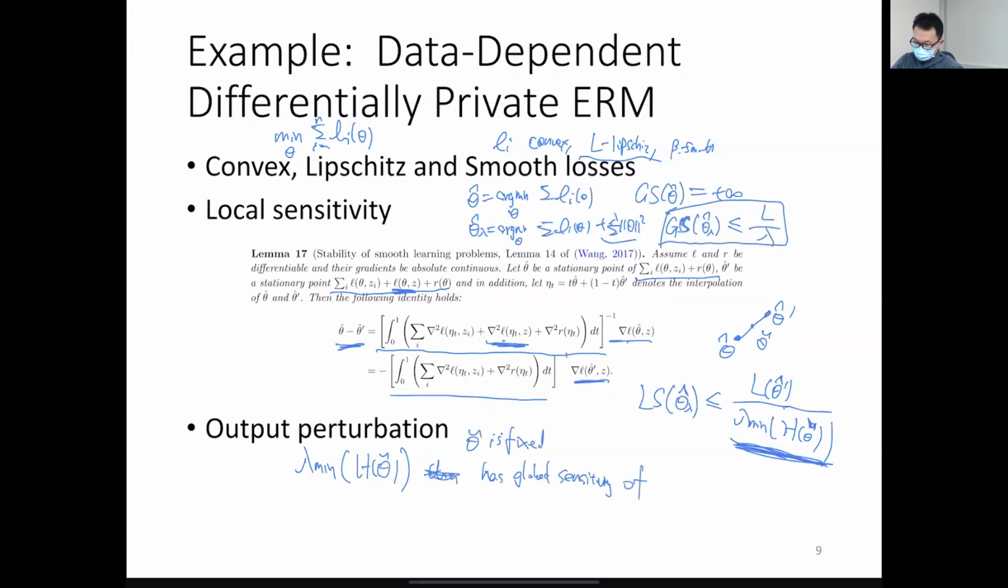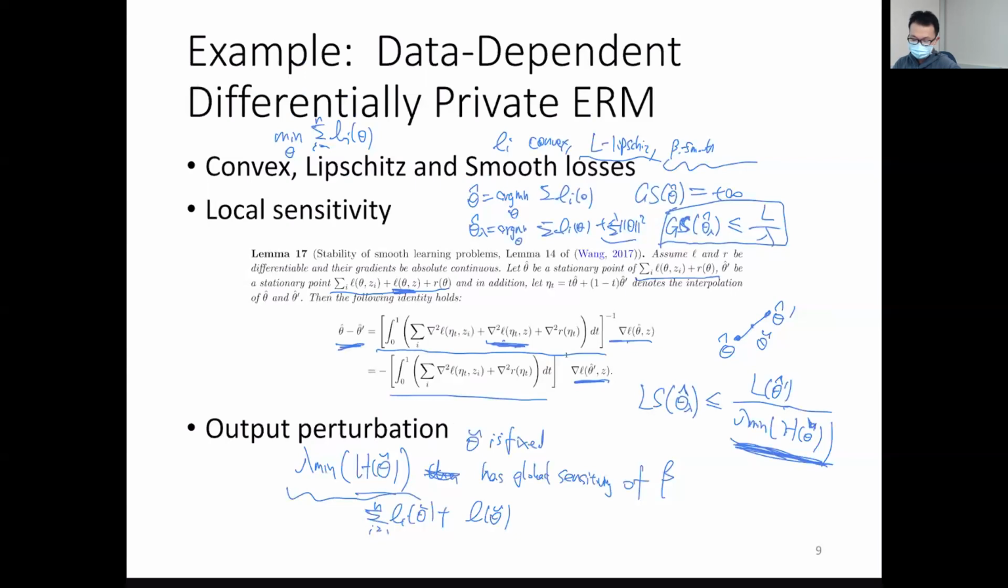Has a global sensitivity that is bounded by beta, because this matrix is a summation of Li theta tilde plus this additional L that we add. And by the smoothness property of this problem, we can simply privately release this lambda mean and then construct a confidence interval, right? So if this confidence interval is bounded away from 0, then we have a valid upper bound of this local sensitivity, which we can then plug into the previous recipe and add noise accordingly.